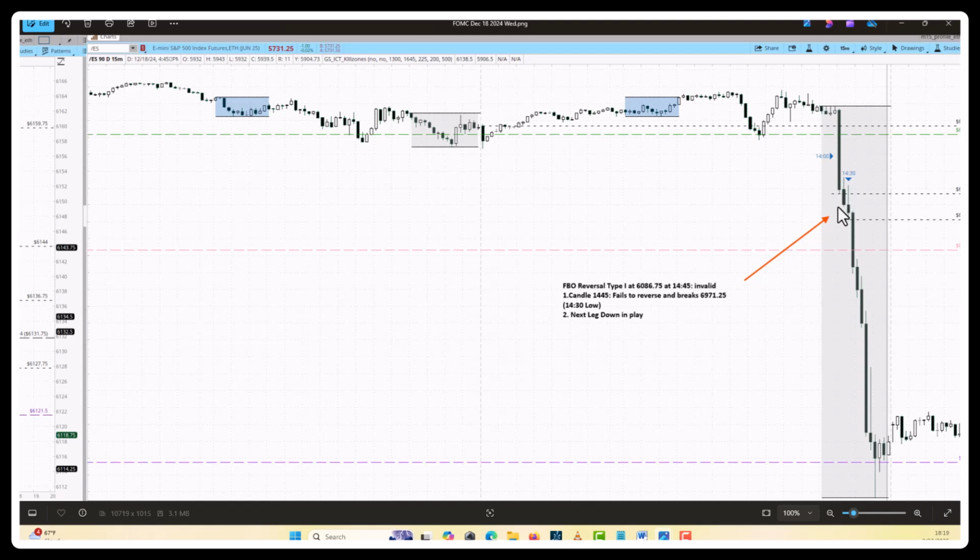So it breaks, and at 2:30 it tried to reverse but fell. So it's the next leg down right there. So right here there's not really anything we can do unless we just take our chance right there, because there's no real setup right there.